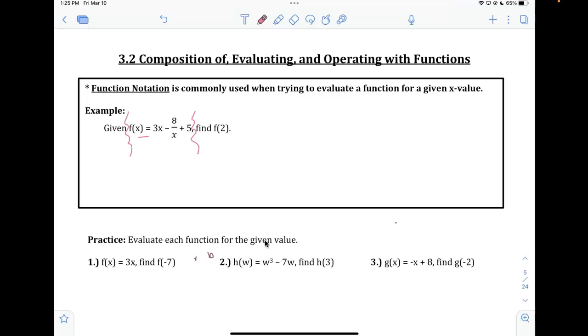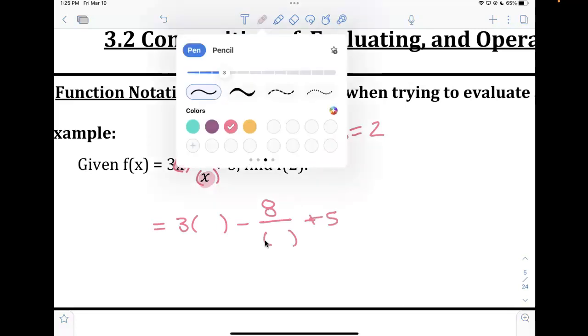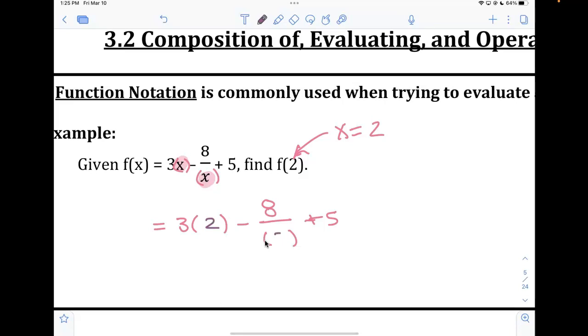So when it says find f of 2, the whole thing is your y value or your output, but the x value is 2. That's what it wants you to substitute in to get what the y value or the function value would be when x equals 2. So all we do, wherever you have a variable, we are substituting in the value 2 in that spot. So instead of 3 times x, we're going to have 3 times 2 minus 8 divided by 2.